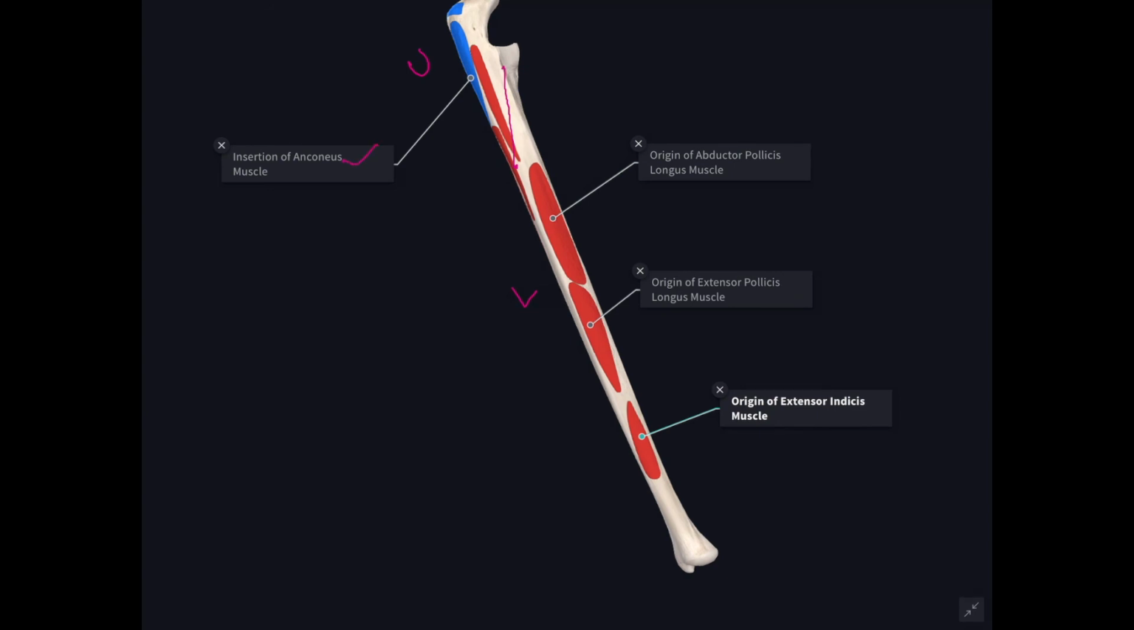The lower large area is subdivided by a vertical ridge into a lateral narrow part and a medial broad part. The lateral part provides origin from above downwards to the abductor pollicis longus muscle, extensor pollicis longus muscle and extensor indicis muscle. The lower medial part of the posterior surface is overlapped by the extensor carpi ulnaris muscle.